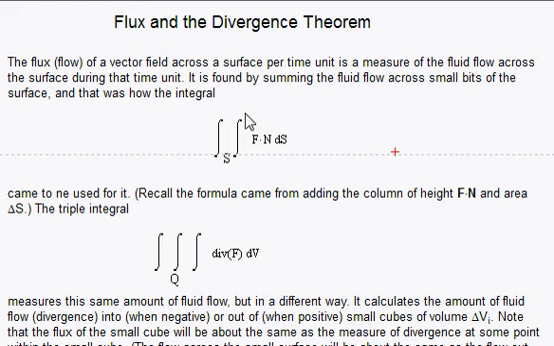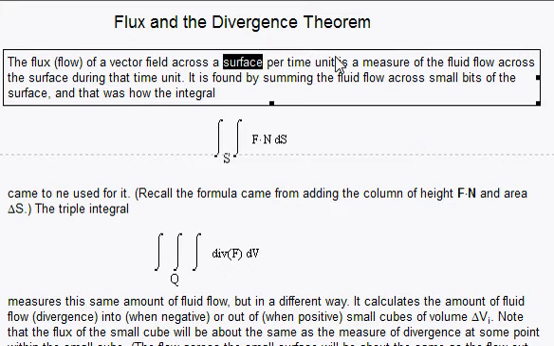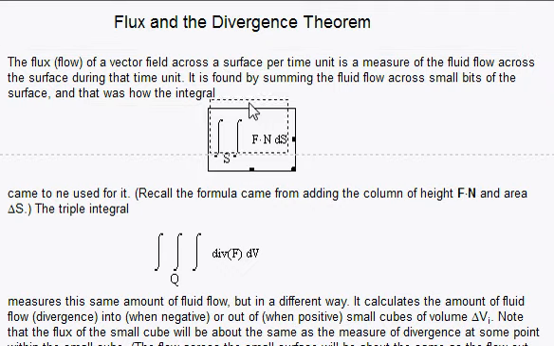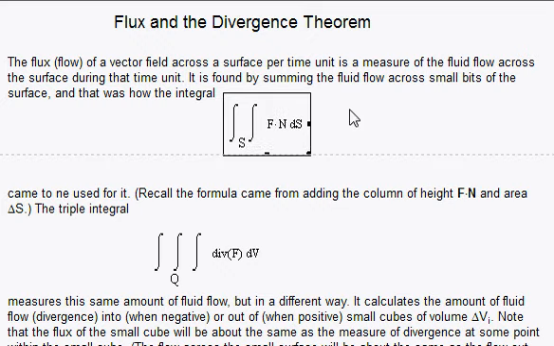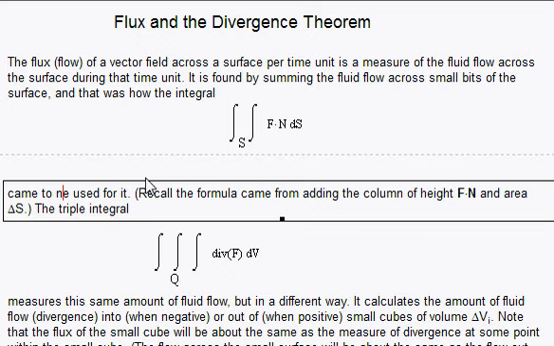Okay, so flux and the divergence theorem. The flux, that is flow of a vector field across the surface, and some of these vector fields, as in the example where the lady with the beautiful voice was talking, could be magnetic fields, as they would be in a physics class, or in physics in general. So that's the measure of the fluid flow, and you could call it not necessarily fluid flow, but flux in general. So across the surface during a time unit, it's found by summing the fluid flow across small bits of the surface, and that's how the integral, this one, came to be used for it.